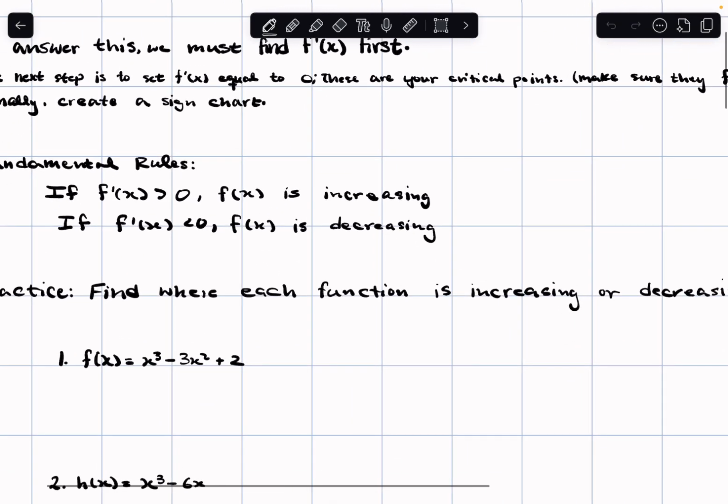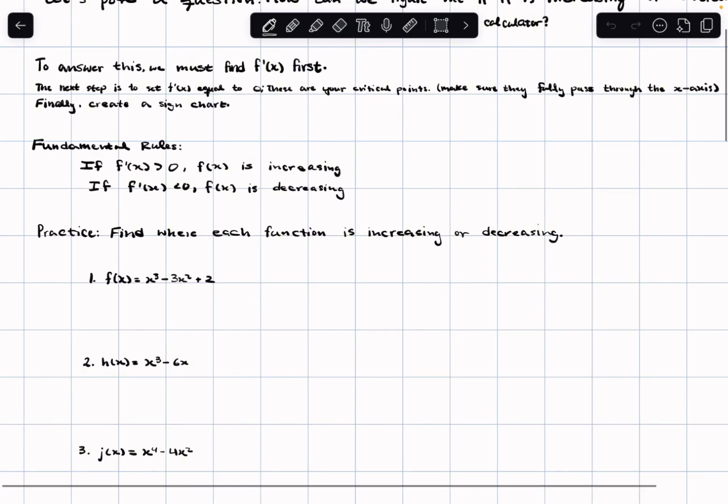So if f prime of x at some point is greater than 0, f is increasing at that point. And I want to stress that, remember, there is no prime on the "f is increasing" part. And vice versa, if f prime is less than 0, then f is decreasing. Okay, practice: find where each function is increasing or decreasing.